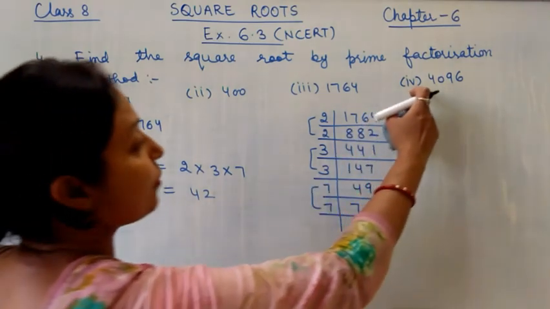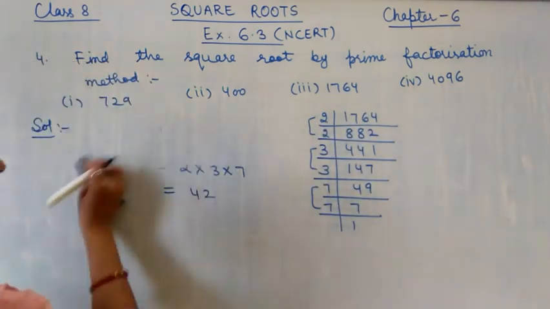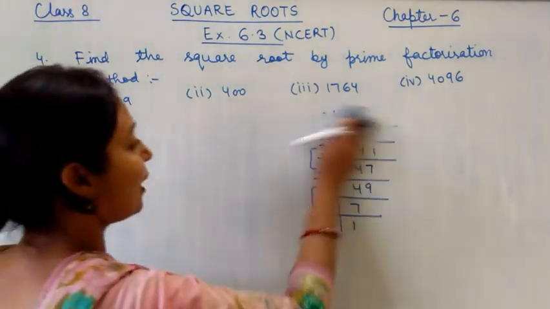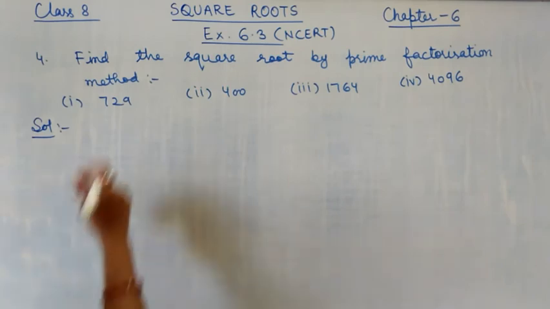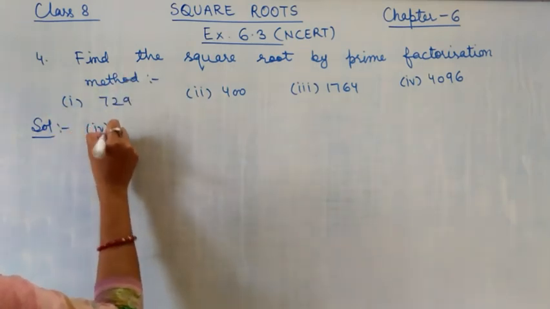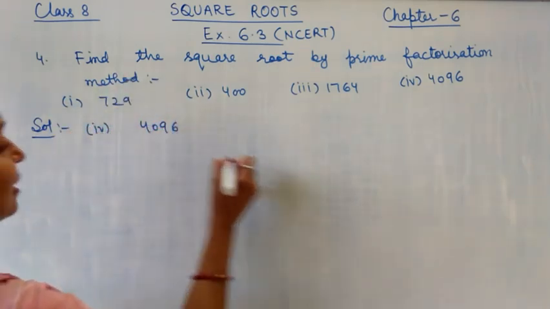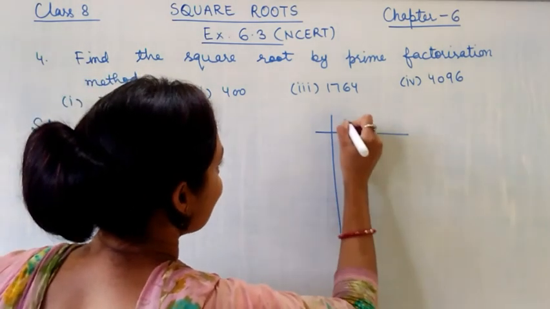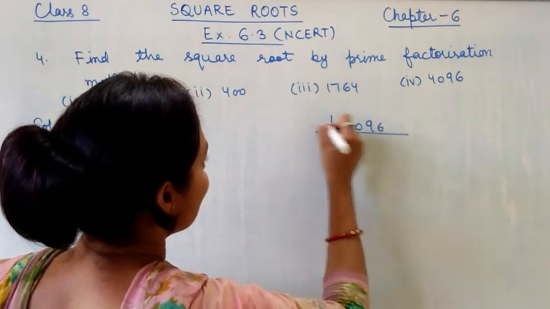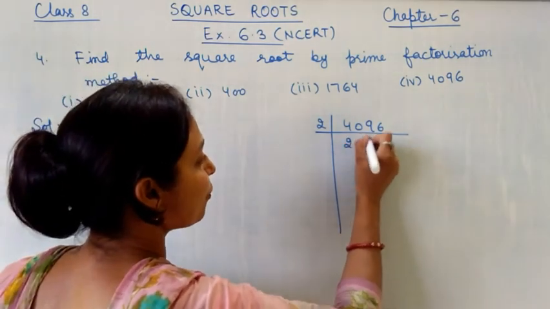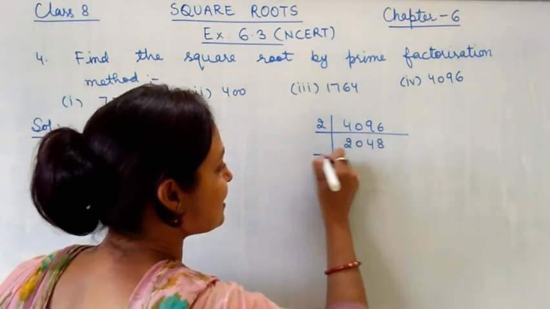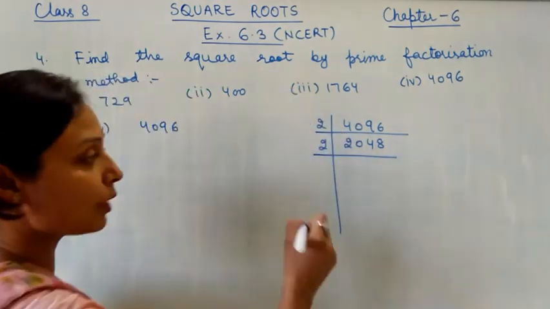Now come to 4096. This is the same way of finding the square root by prime factorization. Fourth one is 4096. Take the prime factorization of 4096. It is divisible by 2 first of all. 2 4s are 8, 2 8s are 16. Then take the prime factor 2 again.